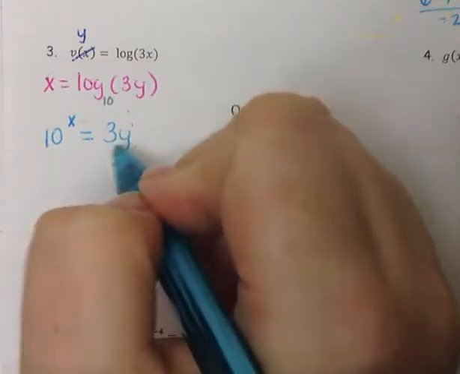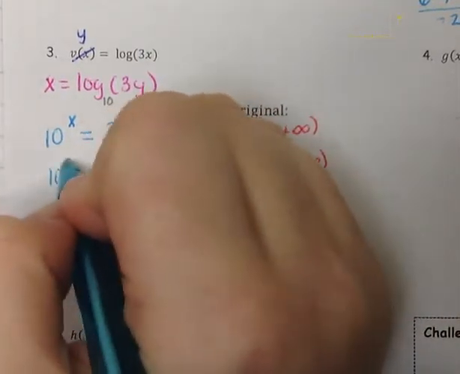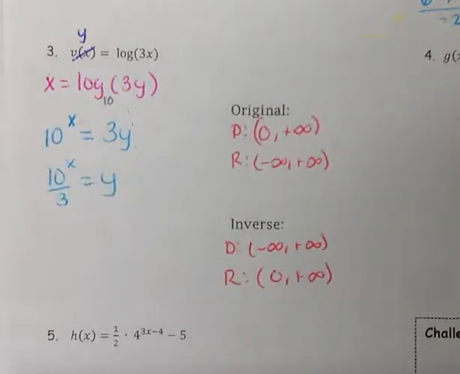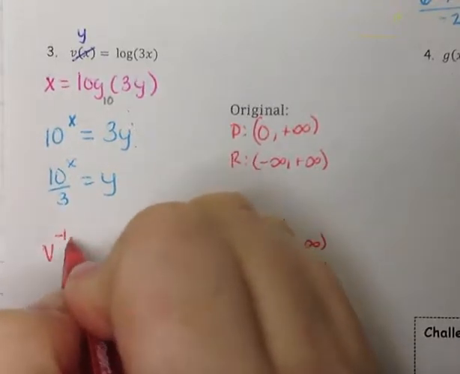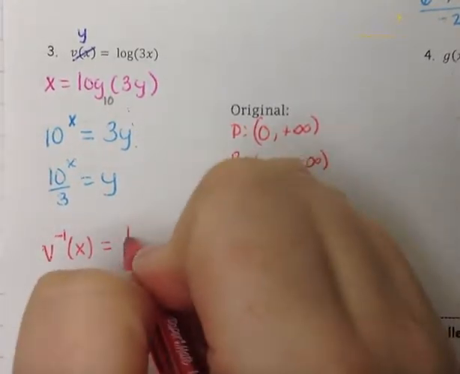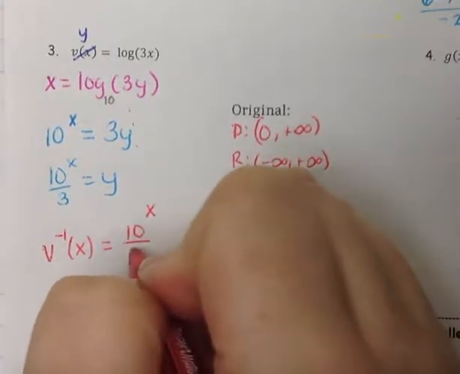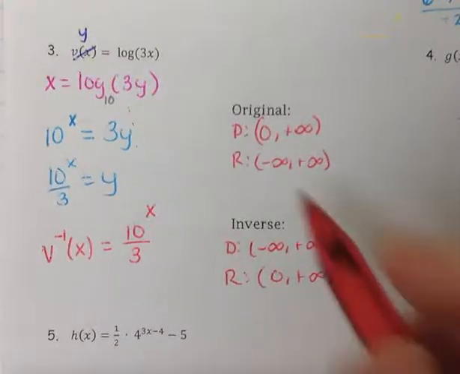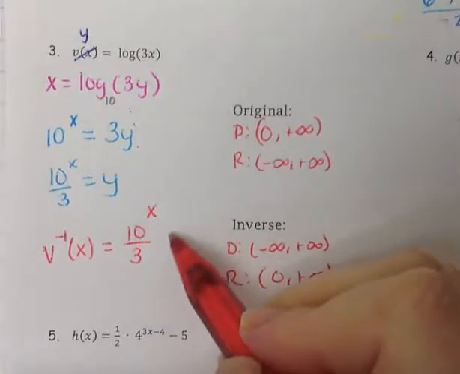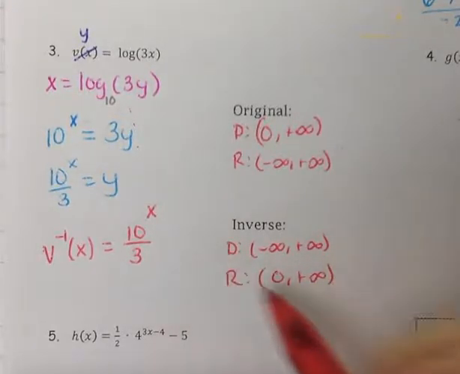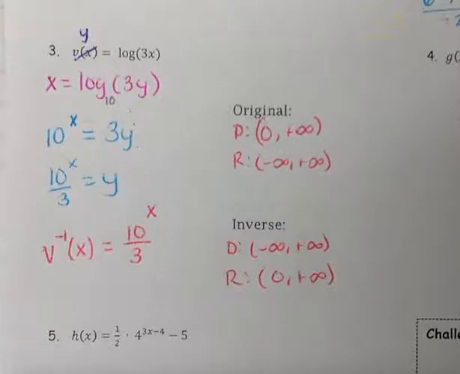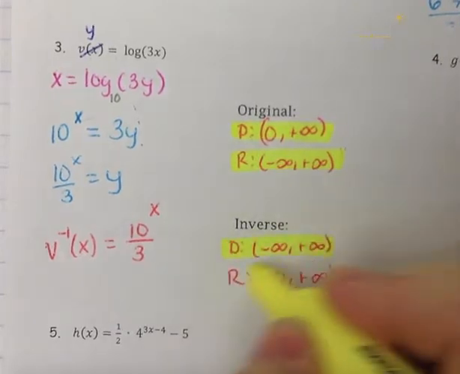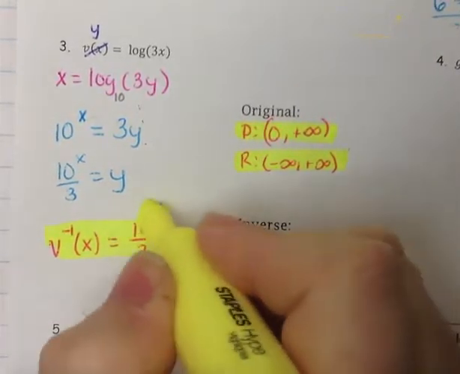We're going to divide by the 3 to solve for y. We'll have 10 to the x divided by 3 is equal to y. So our inverse equation would be v inverse of x is equal to 10 to the x power divided by 3. Again, your range has an asymptote at your k value. Now this has plus or minus nothing on the outside, so your k value is 0. That's why our range has an asymptote at 0. So that means that we did find our domain and range correctly using the original to find our inverse.